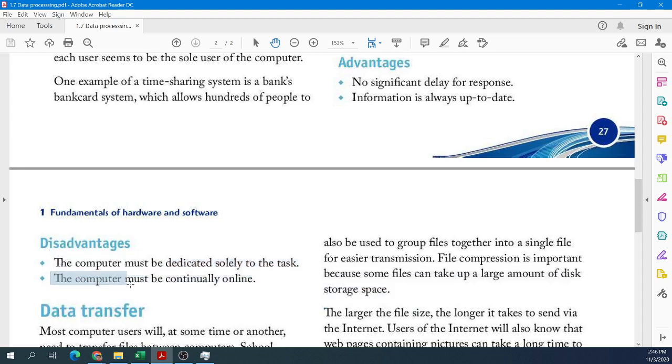And the other disadvantage is that the computer needs to be continually online. If it goes offline, then no data can be processed. You can't get your money at the ATM. You can't make any purchases online. That is why these computers need to be online all of the time. And that is a disadvantage because if it goes offline, then you are losing services to your customer. Your customer, what is the word? Dissatisfied, and so on.